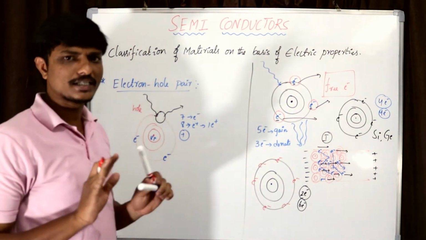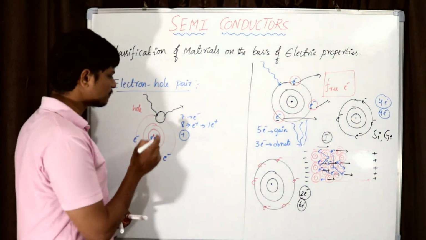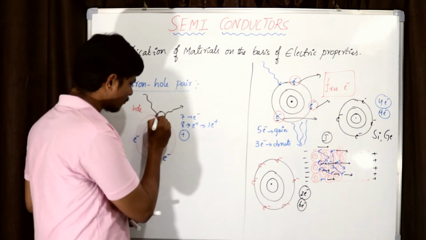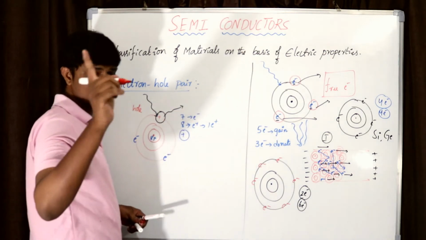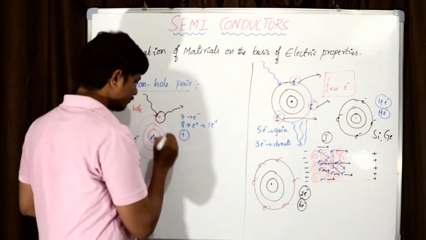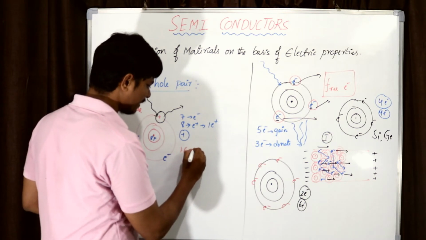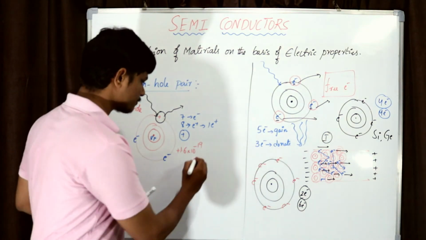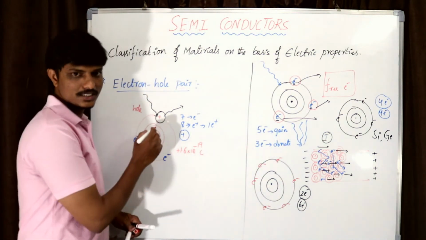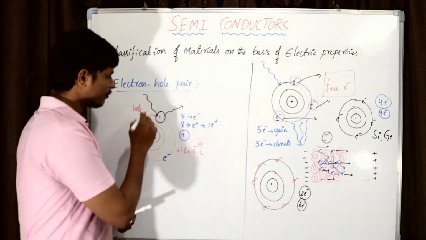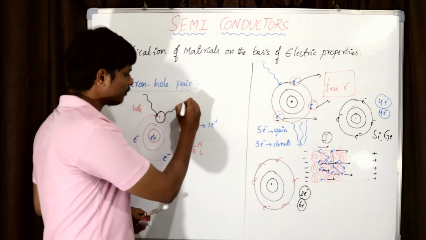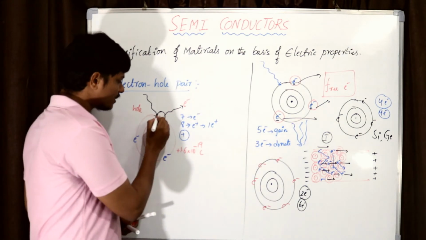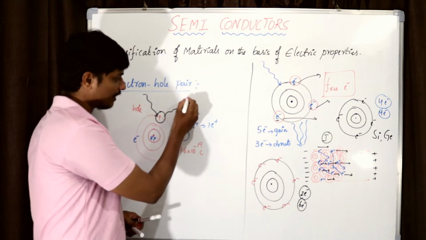So a hole is not a particle, remember the point. A hole is a space left over by an electron. That place will act as a positive charge, as much as the charge an electron has, whose value is 1.6 into 10 power minus 19, but positive 1.6 into 10 power minus 19 coulombs. So a hole is a place an electron left over because of the energy it got, and the electron turned into a free electron, and the place the electron left is called a hole. The hole is considered as a positive charge as much as the charge of an electron.